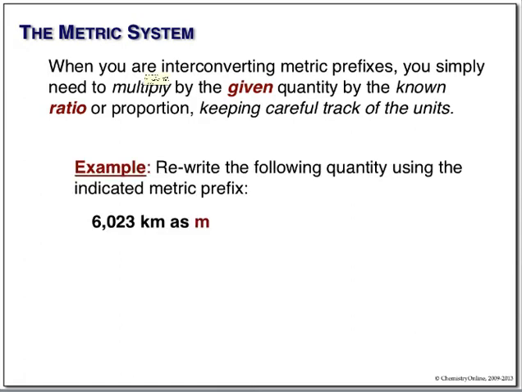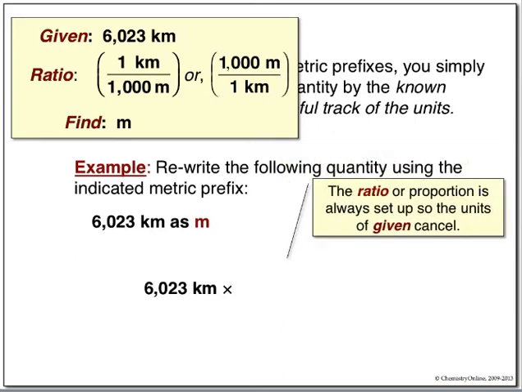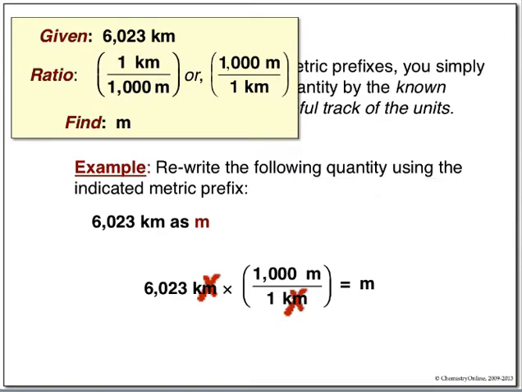Here we have an example where we want to convert 6,023 kilometers into meters. Our given here is our 6,023 kilometers. We have 2 ratios that we could write. We start off with our given. We need to pick a ratio with kilometer in our denominator. So our second ratio shown up top here works. Kilometers cancel, and we're left with an answer in meters.